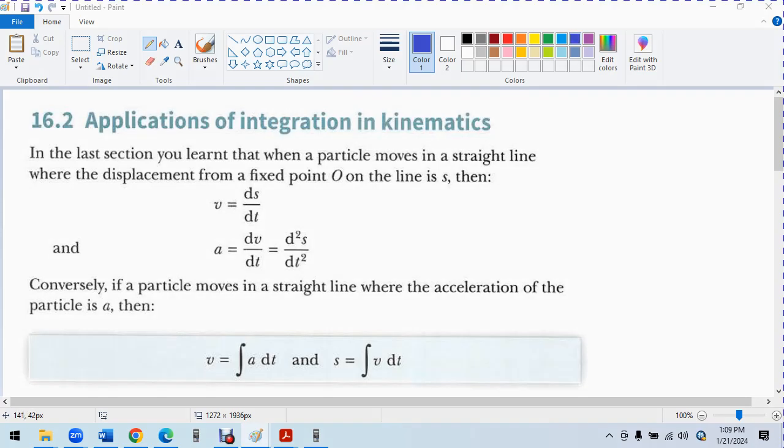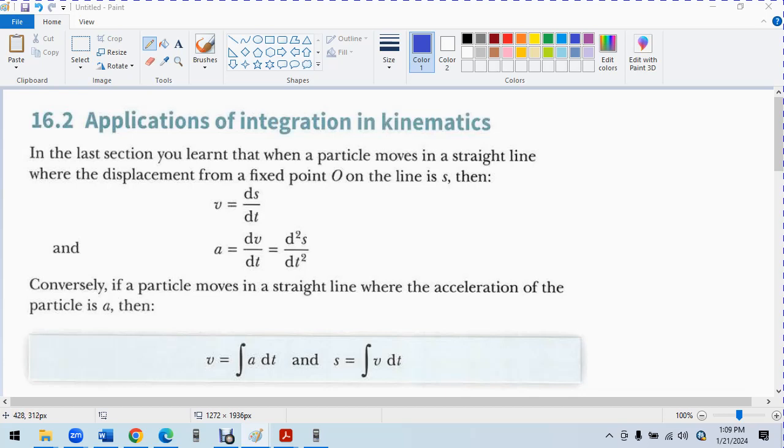So 16.2 Application of Integration in Kinematics. In the last session, we learned that when a particle moves in a straight line, where the displacement from a fixed point O on the straight line is s, then the v is ds/dt. Then the a is dv/dt, that is the second derivative of s.